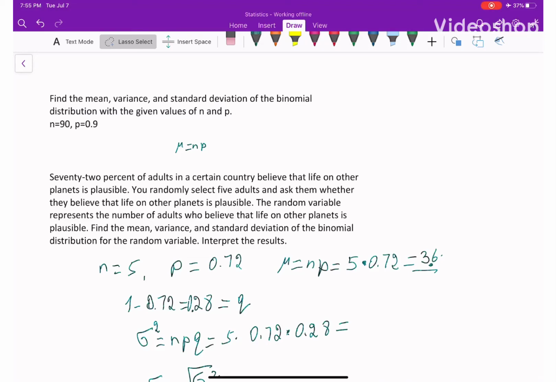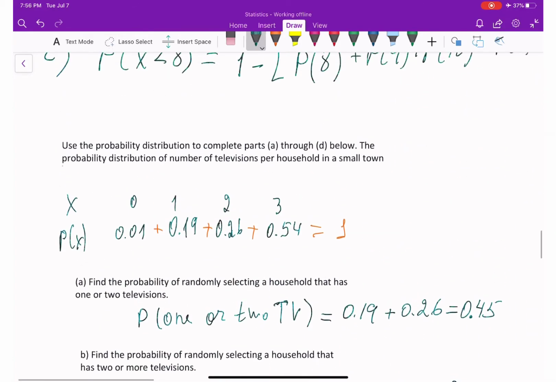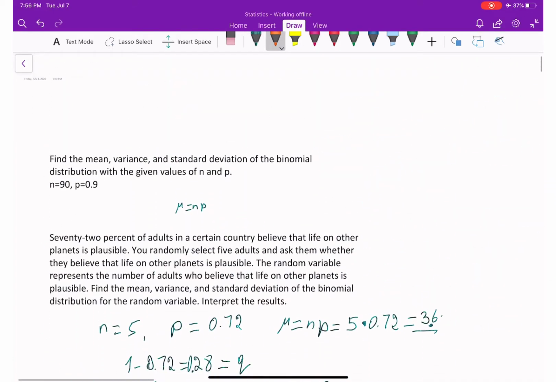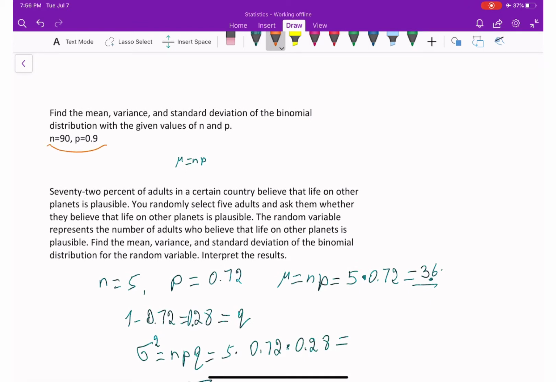I am covering in this video binomial distribution. So let's start with the basic question. Find the mean, variance, and standard deviation of the binomial distribution with the given values n and p. So n is given 90. All right, here, n is equal 90, probability is equal 0.9.